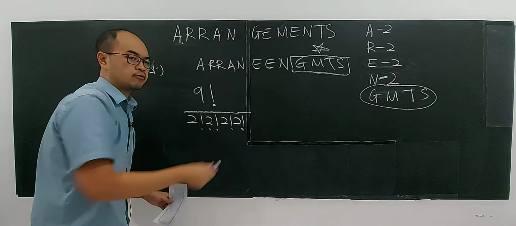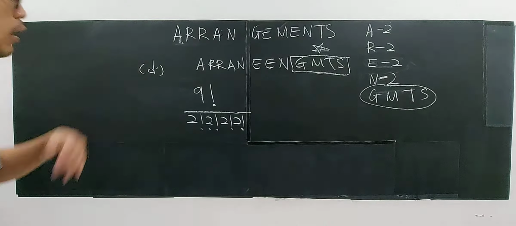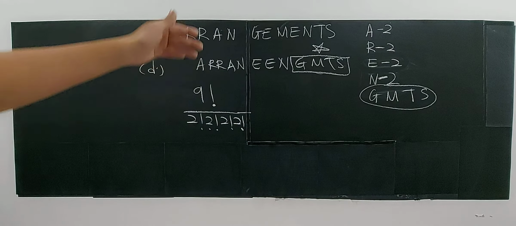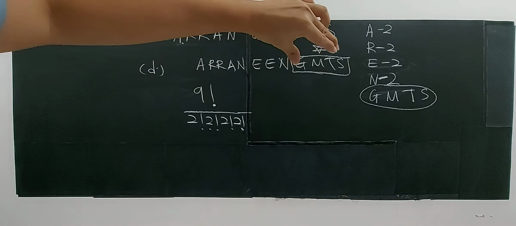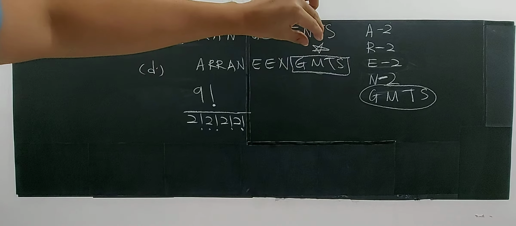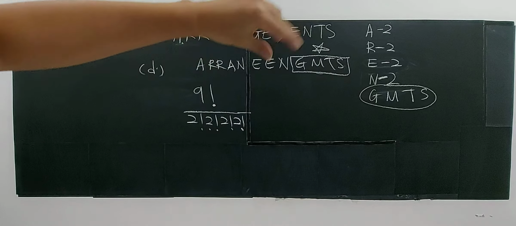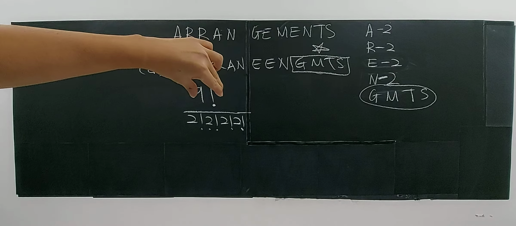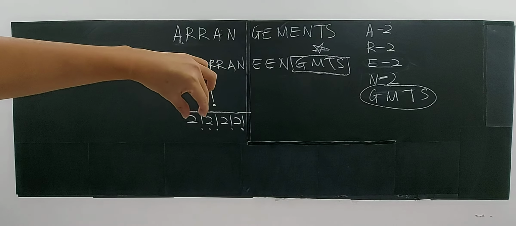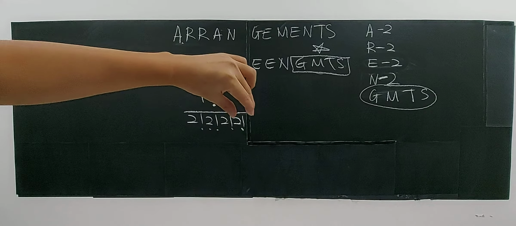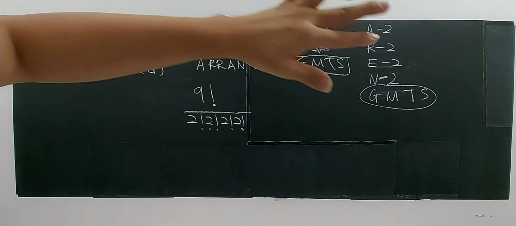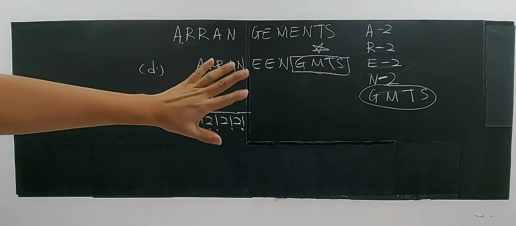But is this enough? If you know how to do C, you know how to do D. This is just assuming that this is one object, right? So all of them together is 9 factorial. But because there is a repeat, I divide by 2A repeat, 2R, 2E, and 2N, right? The arrangement of each of these. And is this enough? No.